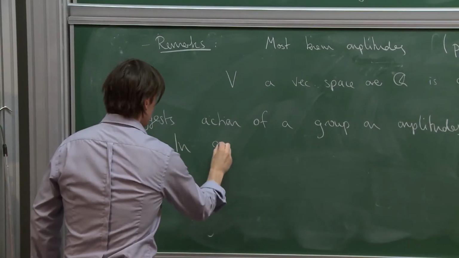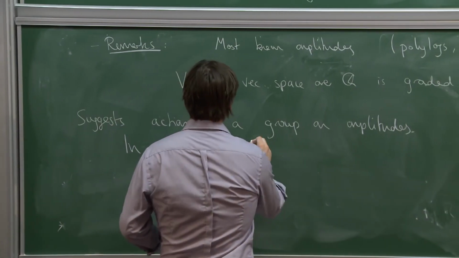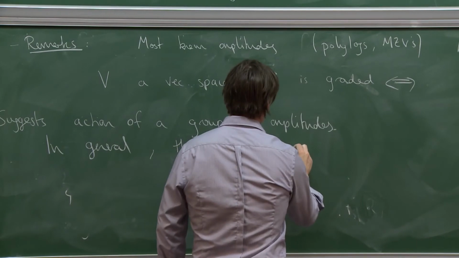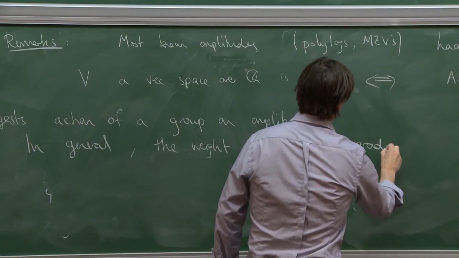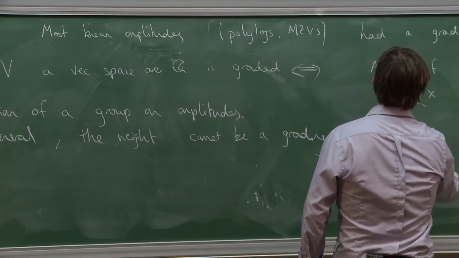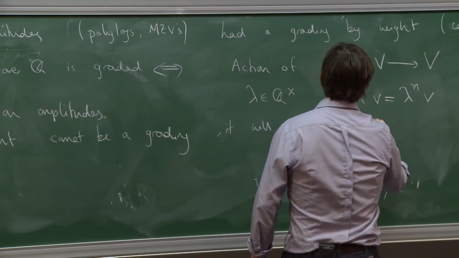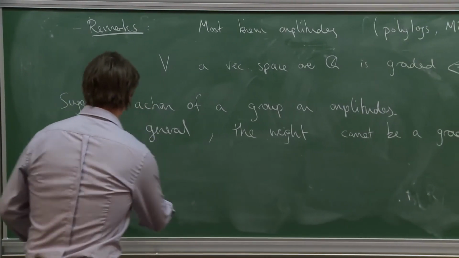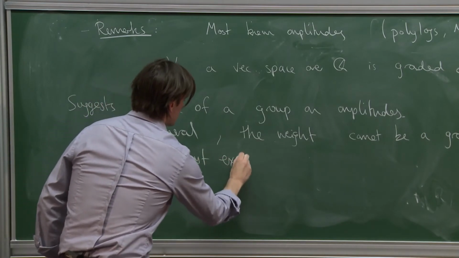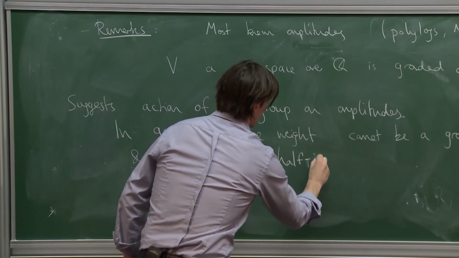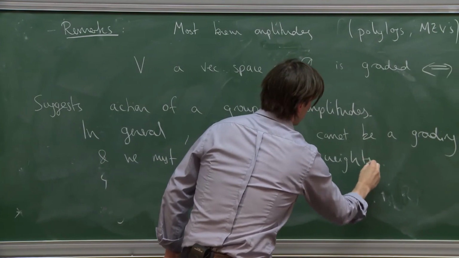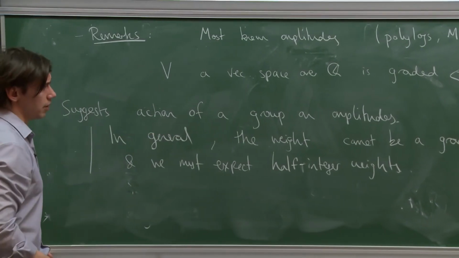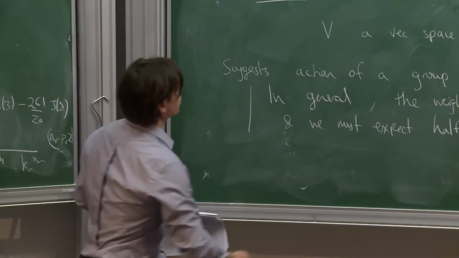So here's an important comment. In general, there should be a weight as well, but the weight cannot be a grading. If there is a notion of weight on all amplitudes, it certainly can't be a grading. So we should be careful of this. It will be an increasing filtration. And if we stick with the normalization of the weights we've used up to now, which is the physicist's one, then we must expect half integer weights. This is a fact that's well known to algebraic geometers, but I don't think it's been fully assimilated into the physics community. What in mathematics we tend to do is multiply all the weights by 2, as Cartier pointed out earlier. So what is a conjecture then?